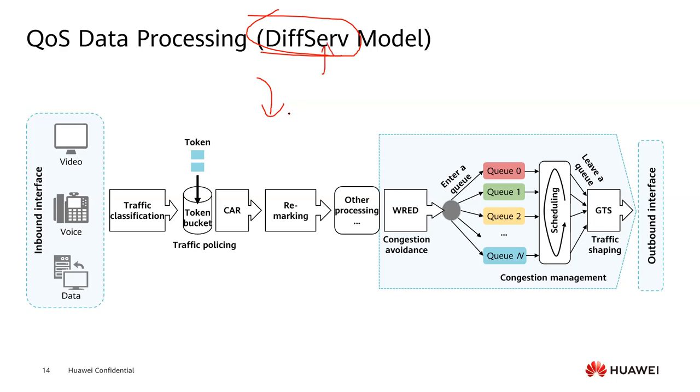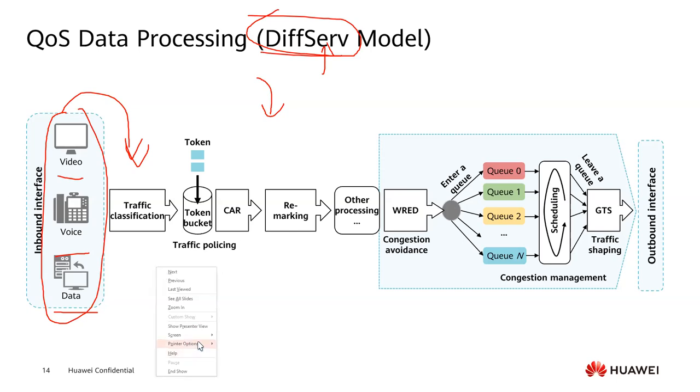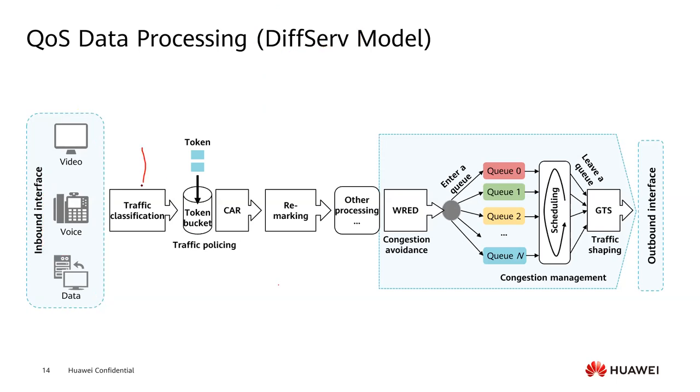If we deploy this DS model QoS, the traffic will be processed in this way. First, different types of traffic will come in from inbound services. It will first do the classification for the traffic, because we have different types of traffic and the device needs to know what kind of traffic it is. So this traffic classification module will help us classify the traffic into different classes.